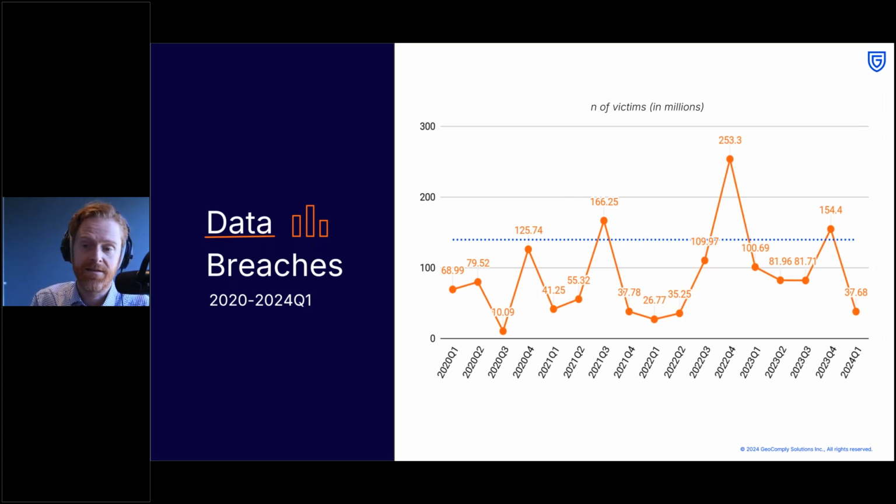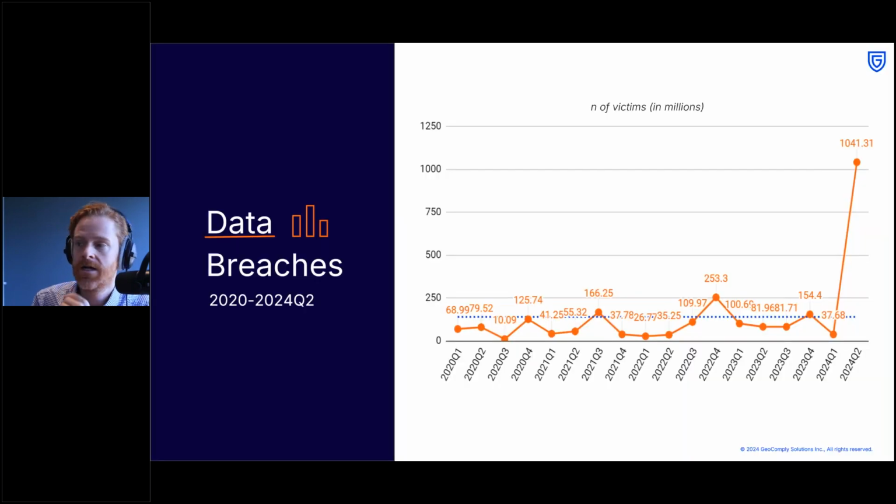And that stops at the first quarter of 2024. I stopped it there because the second quarter of 2024 really shows something scary. You probably see it on your screen now. From April to June, we're looking at 1 billion records that were compromised in a single quarter. It dwarfs everything that came before it.